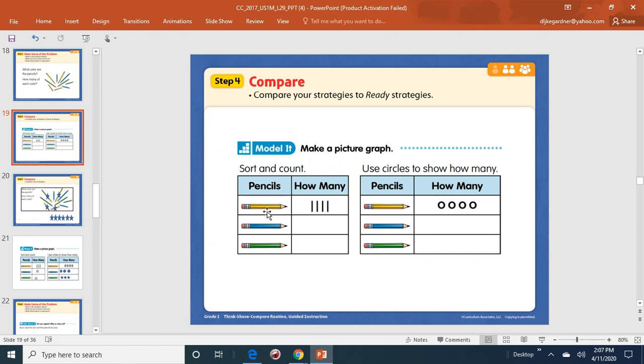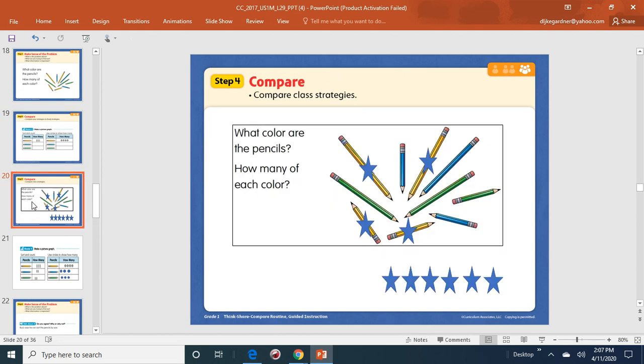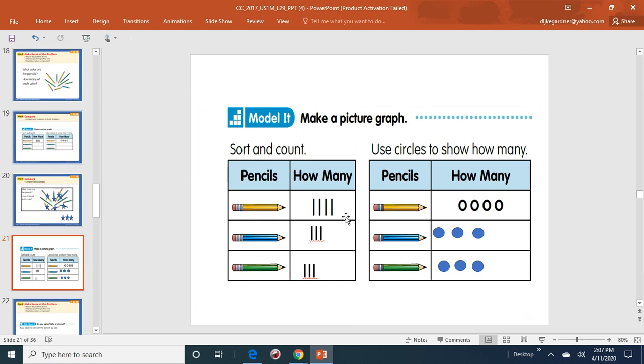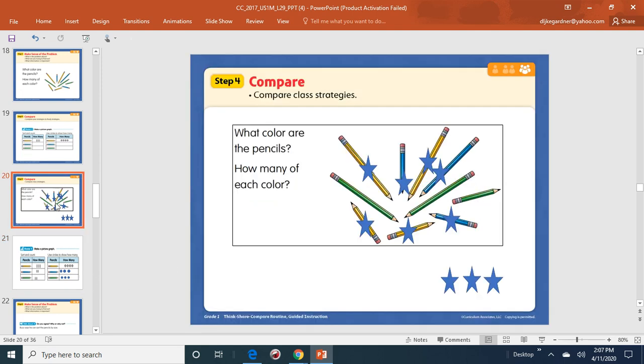So it says we have 4 yellow pencils. Yesterday, we talked about how important it is to keep track of what you have counted. So I'm using stars today to keep track of how I'm counting. The 4 yellow pencils have already been marked off. So now we're going to count the blue pencils. 1, 2, 3. 3 blue pencils. There's the 3 tally marks and the 3 circles for the picture graph.